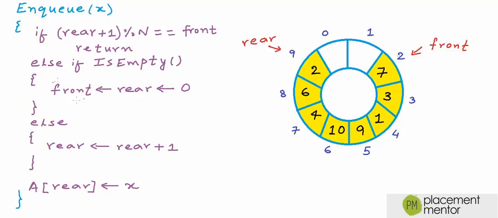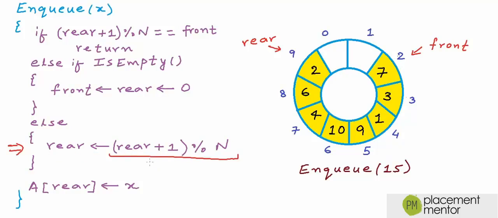If the queue is empty, we can simply set front and rear as 0. In the last else condition, we will increment rear like this. We will say rear is equal to (rear plus 1) modulo n, where n is the number of elements in the array. With this much change, my enqueue function is good. Now let's make a call to enqueue and insert something in this array. I want to insert number 15. We will come to this last else condition. Rear right now is 9, so this expression will be 9 plus 1 modulo n. n is 10 here. The size of this array A is 10. This will evaluate to 0. Now my new rear is 0. I will write number 15 here.